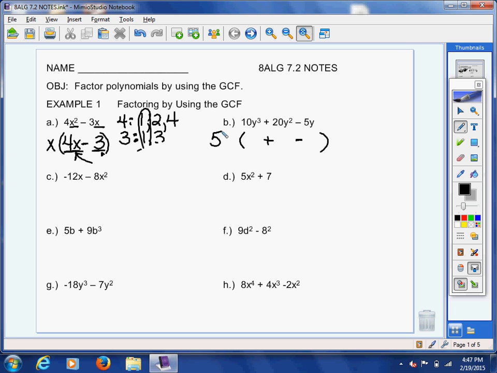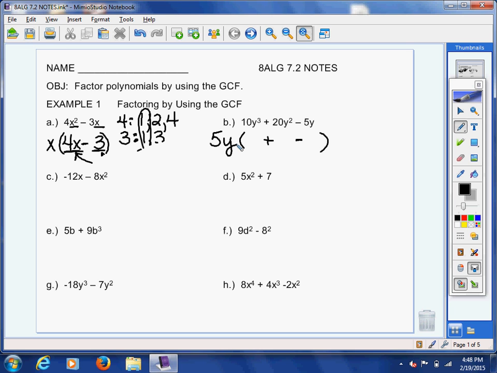Okay, now let's look at our variable. I have y cubed, y squared, and y. Remember what I told you. When you're looking for GCF, always choose the variable with the lowest exponent, and so that would be y. Okay, so there's your GCF.